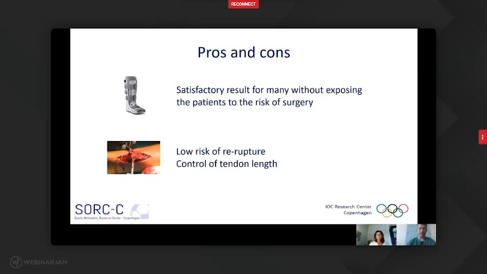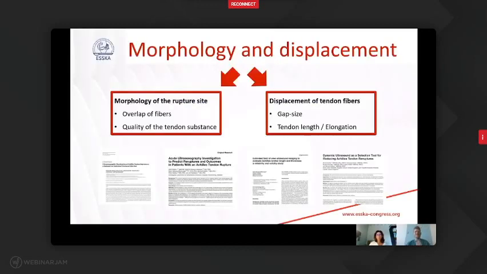So for this case, let's see what my next slide was. For this case, we used our algorithm. So we looked at the morphology of the tendon and the displacement of the tendon stumps. If we look first here to the right, we looked at morphology of the rupture site. Did we have overlap of fibers? Or was it pulled like this and you had good overlap of fibers, or was it one of the seldom rare cases where you actually had torn the tendon stumps apart and you did not have overlap?